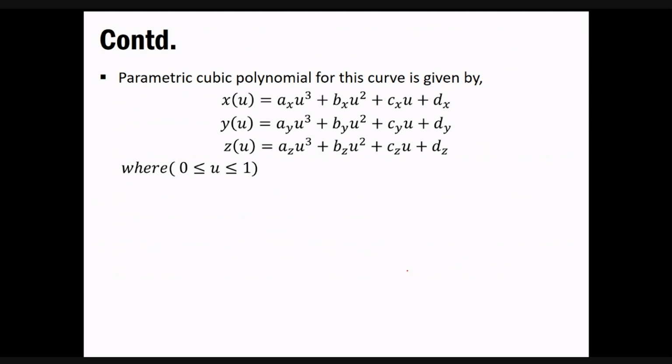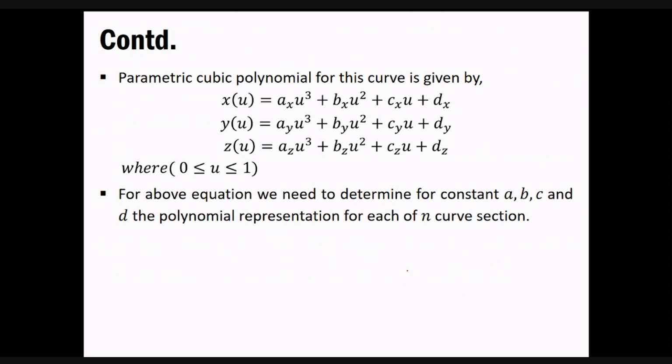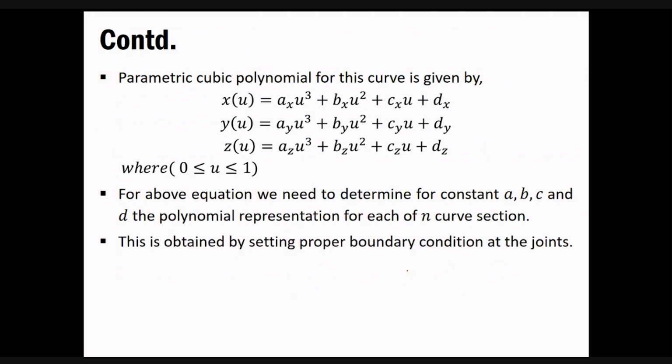So your value of u will be lying between 0 and 1. Okay, so now what it says, for our equation we need to determine the constants a, b, c and d, the polynomial representation for each of the n curve sections. Okay, so now we'll try to put this into one figure or some simple spline representation, and by that method only you'll be able to understand what you are trying to do, or what the ultimate goal is to achieve.